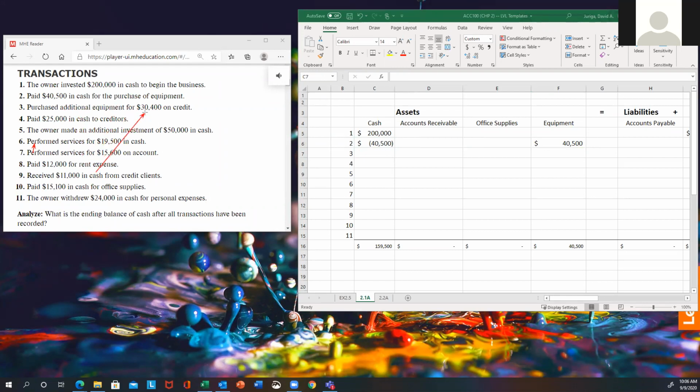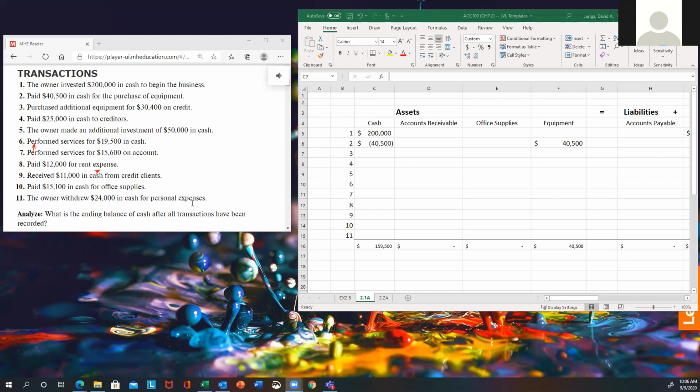Number 3, the difference between number 2 and number 3 is you're both buying equipment, but this one says for $30,400 on credit. So what that means is we didn't pay cash. It's like a short-term loan. So we're going to increase an asset by $30,400 and also increase our debt by $30,400, which will go into accounts payable.